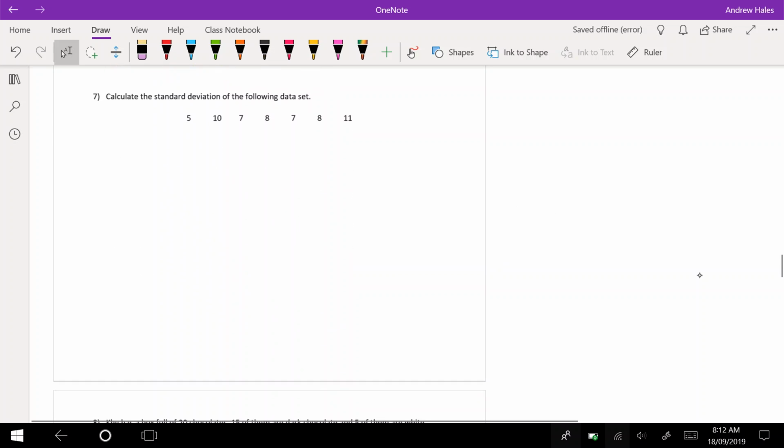Calculate the standard deviation of the following set. We need to remember that the standard deviation is equal to the square root of the sum of (x minus x hat) squared over n minus 1. Remember your standard deviation formula. First off, I have to find the mean of the data set.